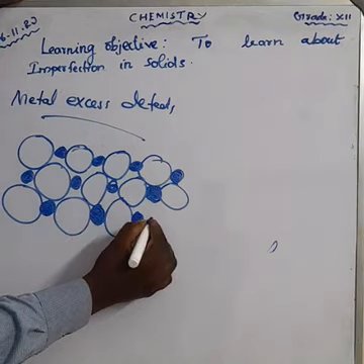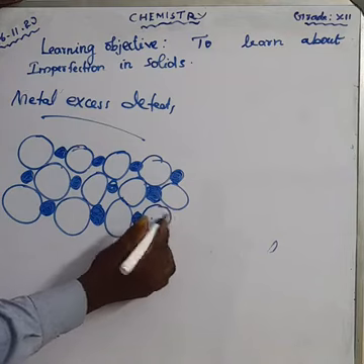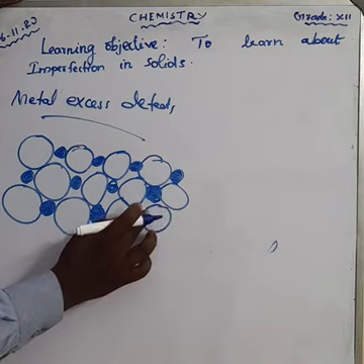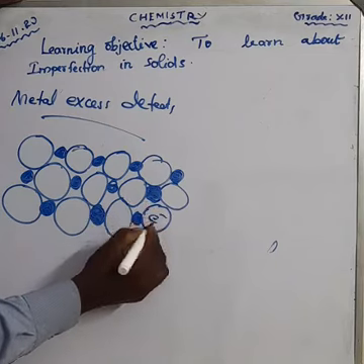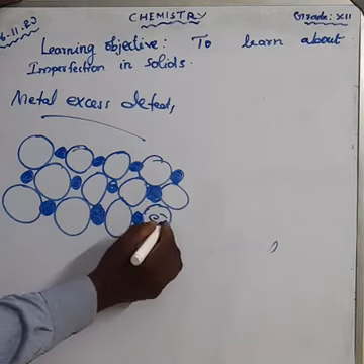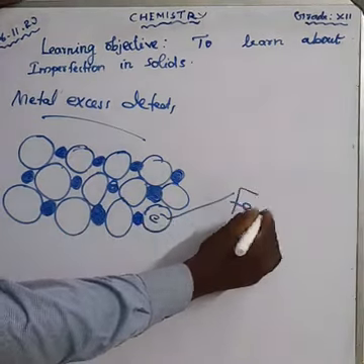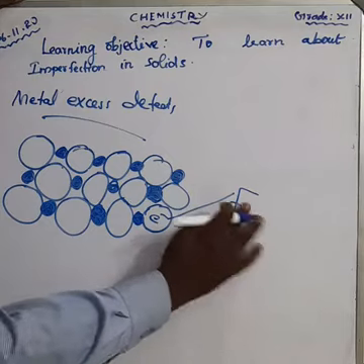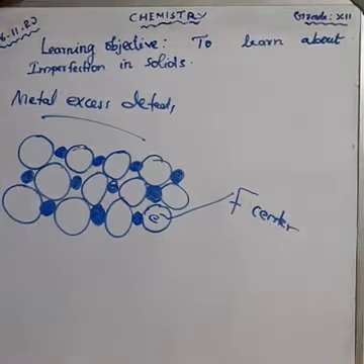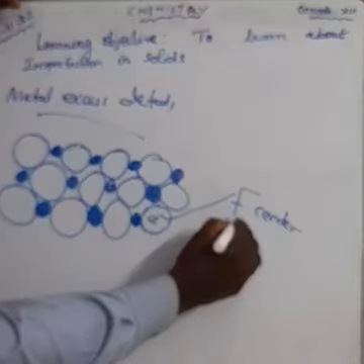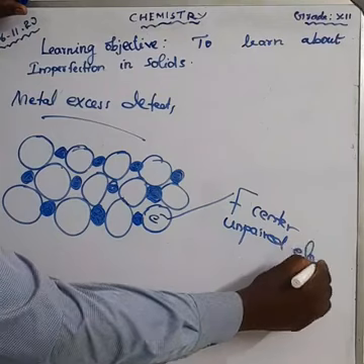Here, one of the chloride ions is missing, and in its place there is an unpaired electron, e minus. We call this an F center. That means there is an unpaired electron.